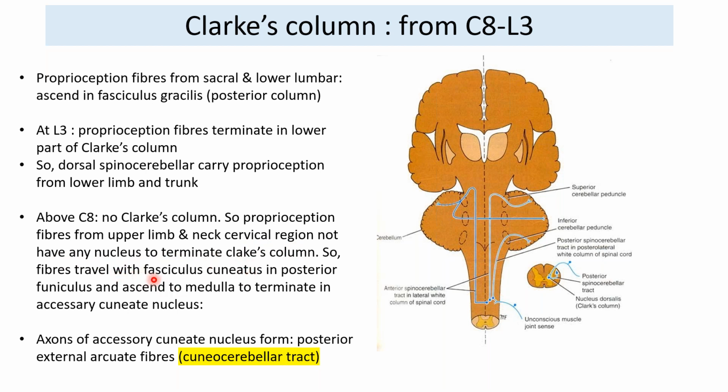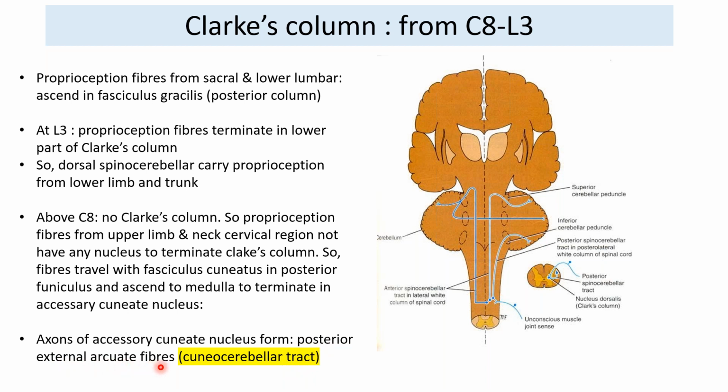So the fibers will travel with the fasciculus cuneatus in the posterior funiculus and ascend to the medulla to terminate in the accessory cuneate nucleus. In the medulla, there is the accessory cuneate nucleus also. So the fibers that go from this accessory cuneate nucleus to the cerebellum are called the cuneo-cerebellar tract. And these fibers are called the posterior external arcuate fibers.